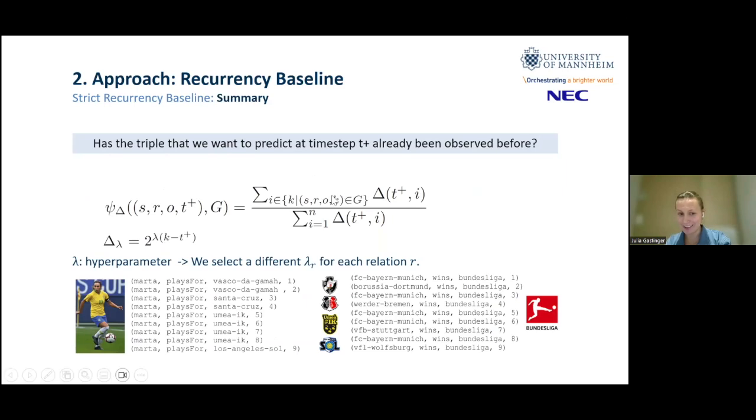So if we have one relation type, like plays for, we assume that all triples or quadruples have a similar behavior. And if we have another relation like wins, we can select another lambda. And we select this value of lambda just based on the validation MRR. So we do some kind of grid search. We have 14 potential values of lambda, and we just do a grid search on the validation MRR.